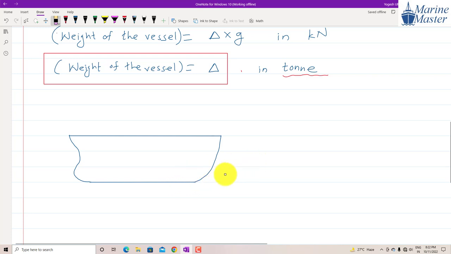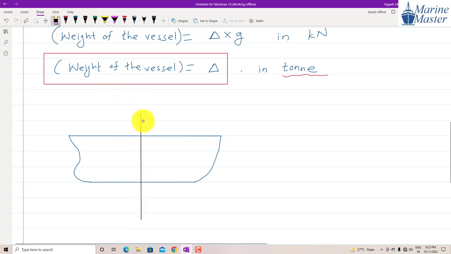What does this view denote, guys? Transverse view of the ship. Sorry, this view denotes the longitudinal view of the ship. Here we will have what? This is our midship.